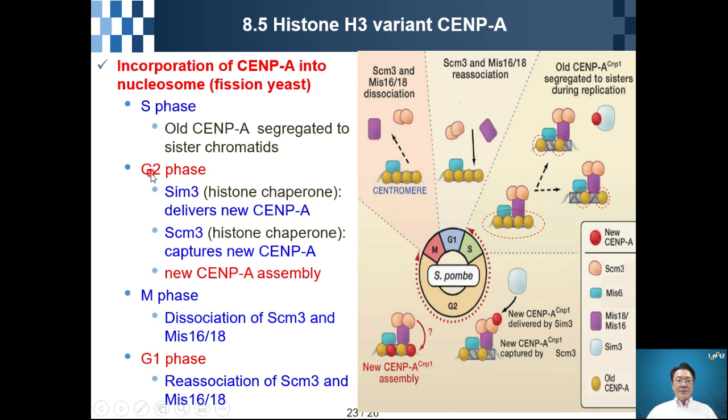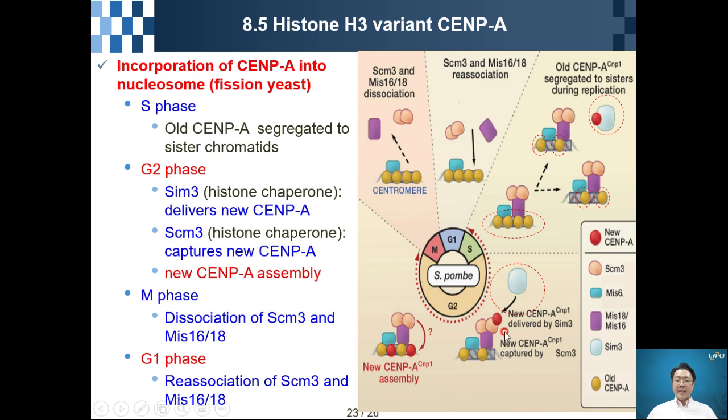After that, during the G2 phase, two histone chaperones function. First of all, Sim3. This is the Sim3 histone chaperone. Sim3 binds to new CENP-A. After that, it delivers the new CENP-A.